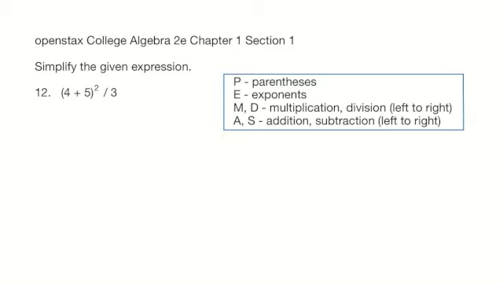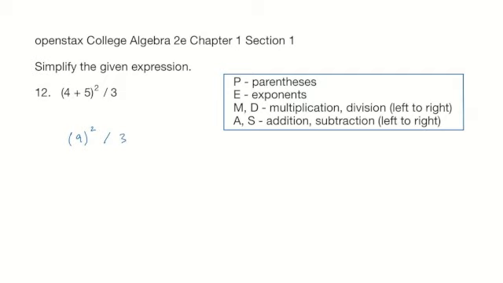We have the quantity 4 plus 5 squared divided by 3. Okay, so we need to simplify what's in the parentheses first. And 4 plus 5 is 9. We need to square that and then divide by 3.